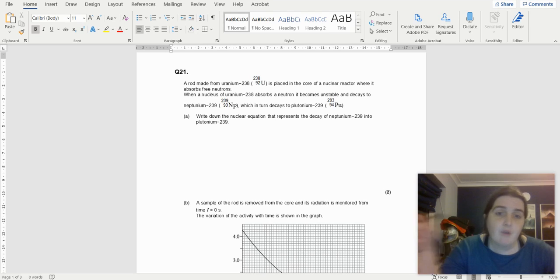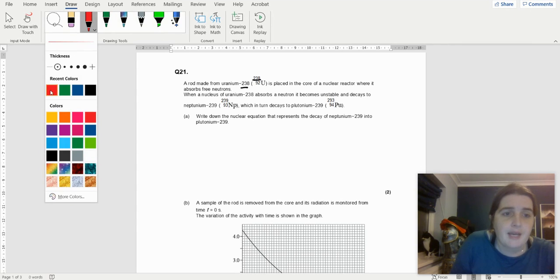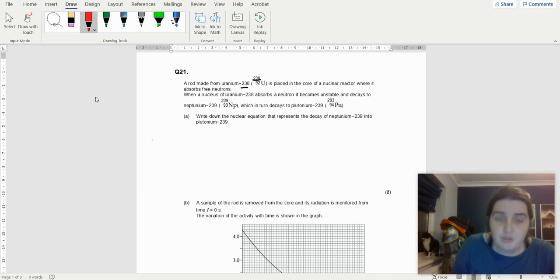So we've got here a rod of uranium-238. It's called uranium-238 because that's how many nucleons it has in it, and you can see that up here. So it's got 238 nucleons. It's placed in the core of a nuclear reactor where it absorbs neutrons. When a nucleus of uranium-238 absorbs a neutron, it becomes unstable and decays to neptunium-239.